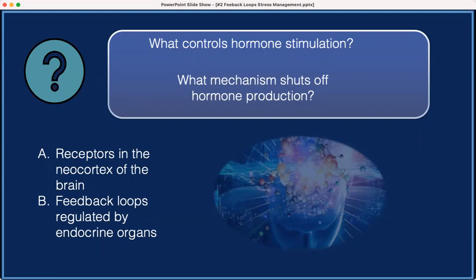First question, what controls hormone stimulation? What mechanism shuts off the hormone production? Is it receptors in the neocortex of the brain, or is it feedback loops regulated by the endocrine organs? The answer is feedback loops.